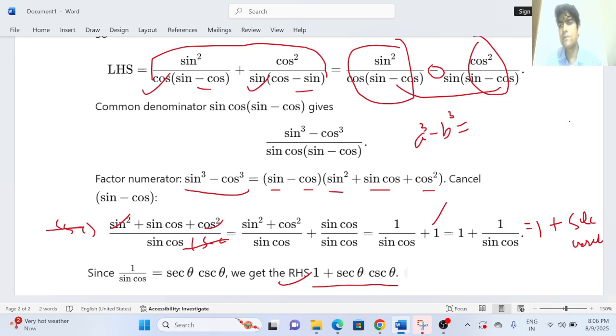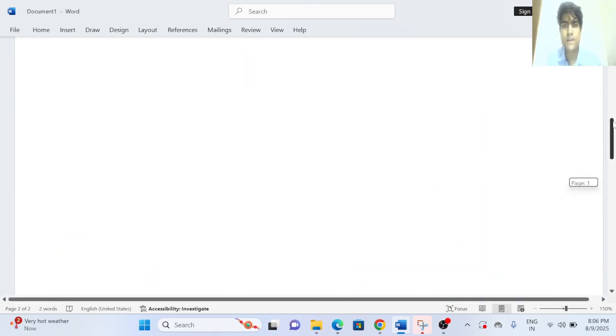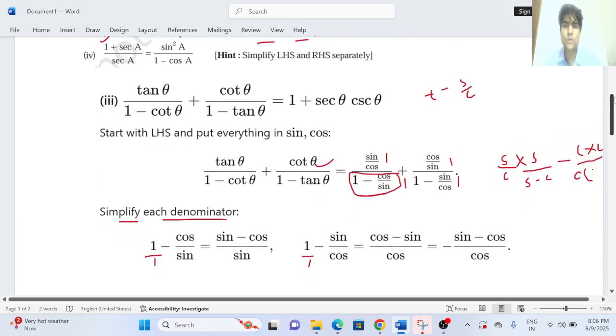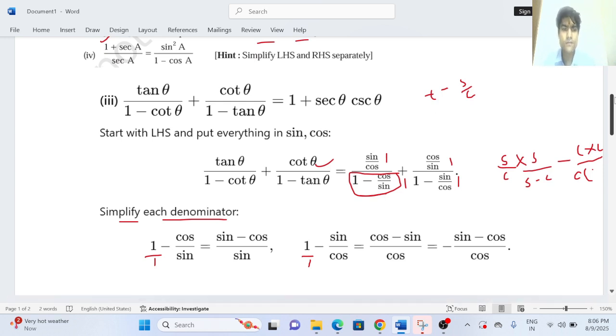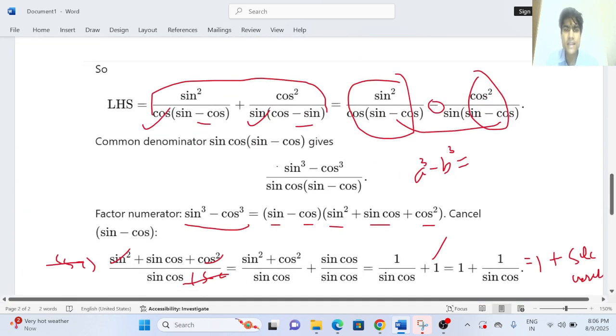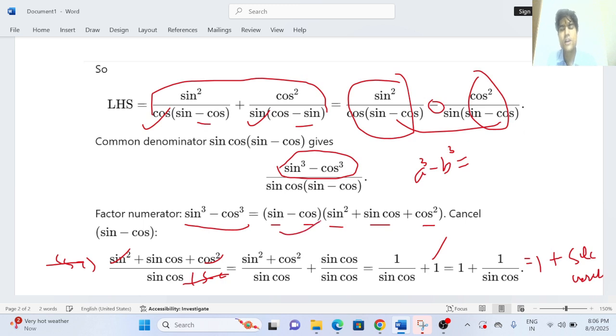Very simply, a quick recap of this question. It's a very fundamental question. The first thing you have to do is convert tan and cot into sine and cos. Once you convert it, simplify the denominator. Once you simplify the denominator, just apply the identity of a cube minus b cube. You can use other identities as well, but for sine and cos, it is relevant if you use this identity. So this thing will get cancelled out.